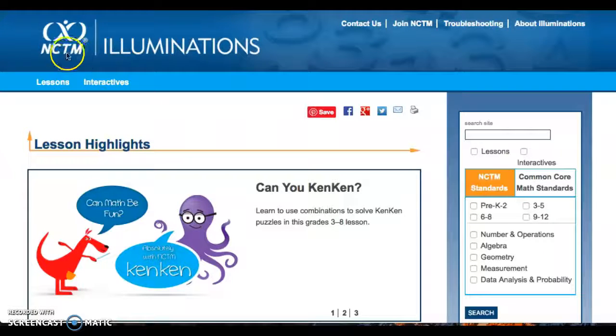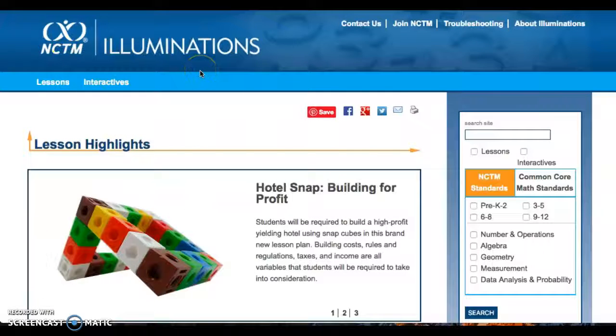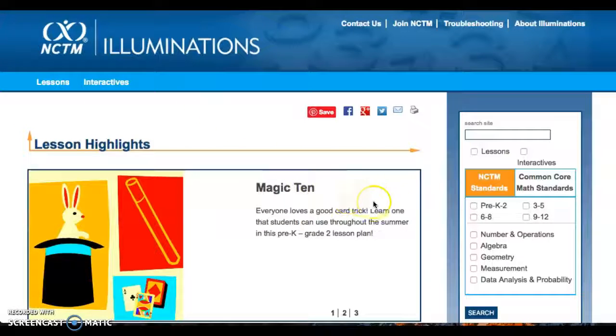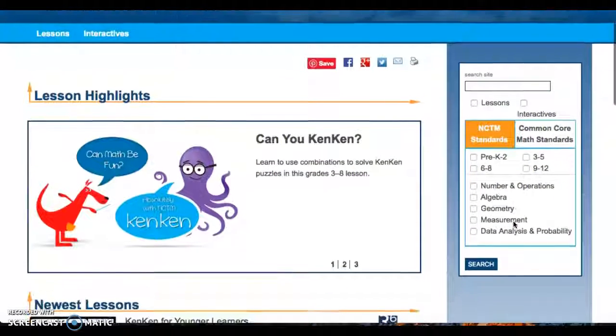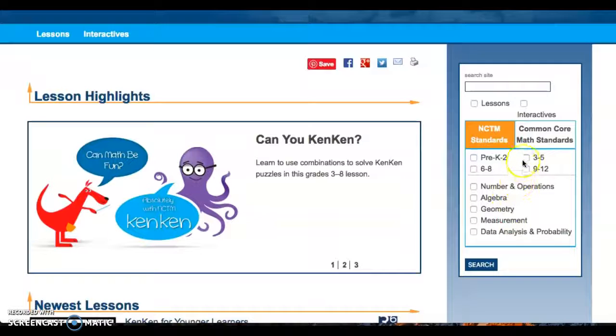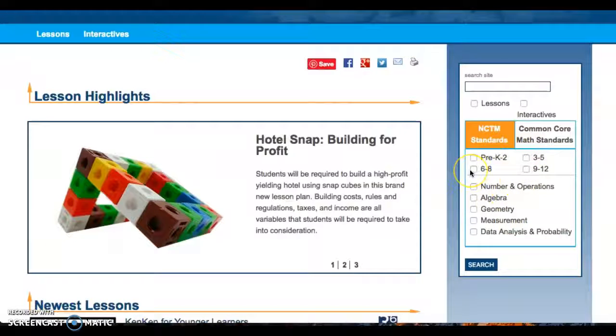I have chosen NCTM Illuminations as my focus for my resource walkthrough. Illuminations has many pages of lessons and interactives for the K-12 math class. The search engine here on the right allows you to search by standards, grade levels, and keyword.